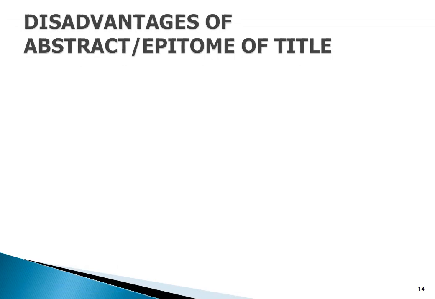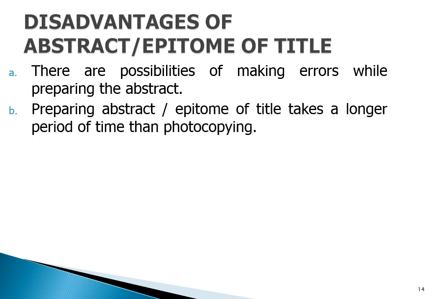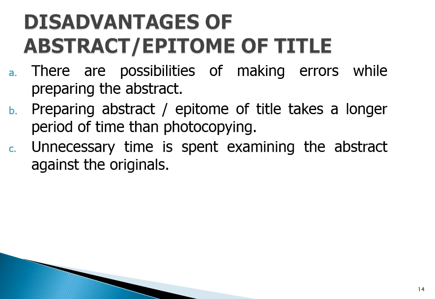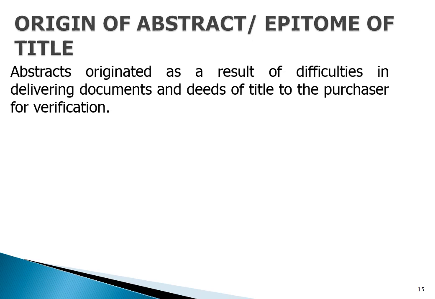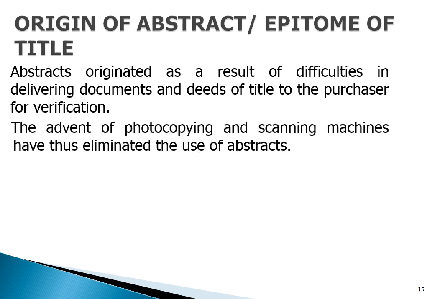Disadvantages of abstract epitome of title. A. There are possibilities of making errors while preparing the abstract. B. Preparing abstract epitome of title takes a longer period of time than photocopying. C. Unnecessary time is spent examining the abstract against the originals. Origin of abstract epitome of title. Abstract originated as a result of difficulties in delivering documents and deeds of title to the purchaser for verification. The advent of photocopying and scanning machines have thus eliminated the use of abstracts.